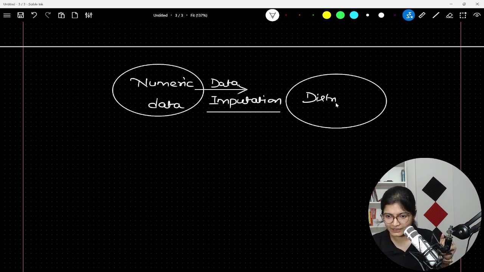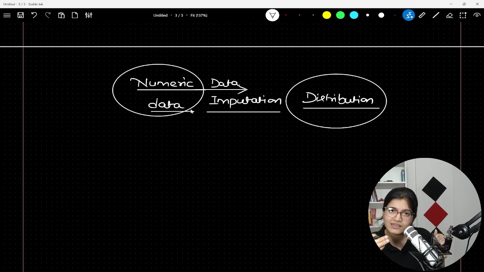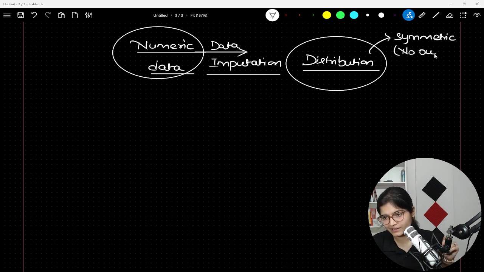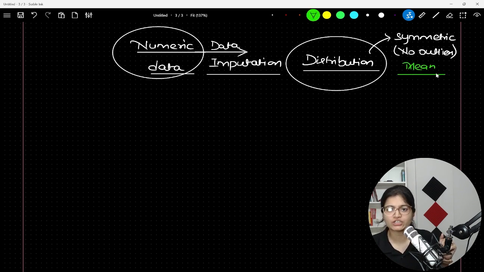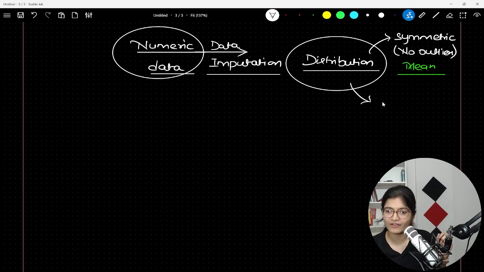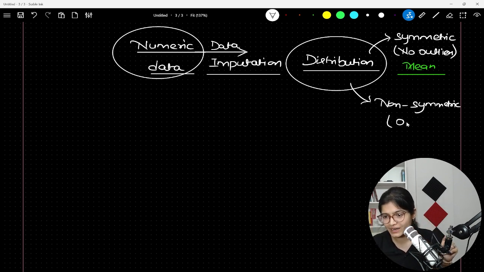what the distribution of your data is. This distribution will help you understand whether outliers are available in your data or not. If your distribution is symmetric, it indicates there will be no outliers, and if there are no outliers, you can do the imputation via mean. It's a good metric. But if the distribution for a given feature, a given column, is non-symmetric, whether left skewed or right skewed, it means it contains outliers. The simple indication is outliers are there.